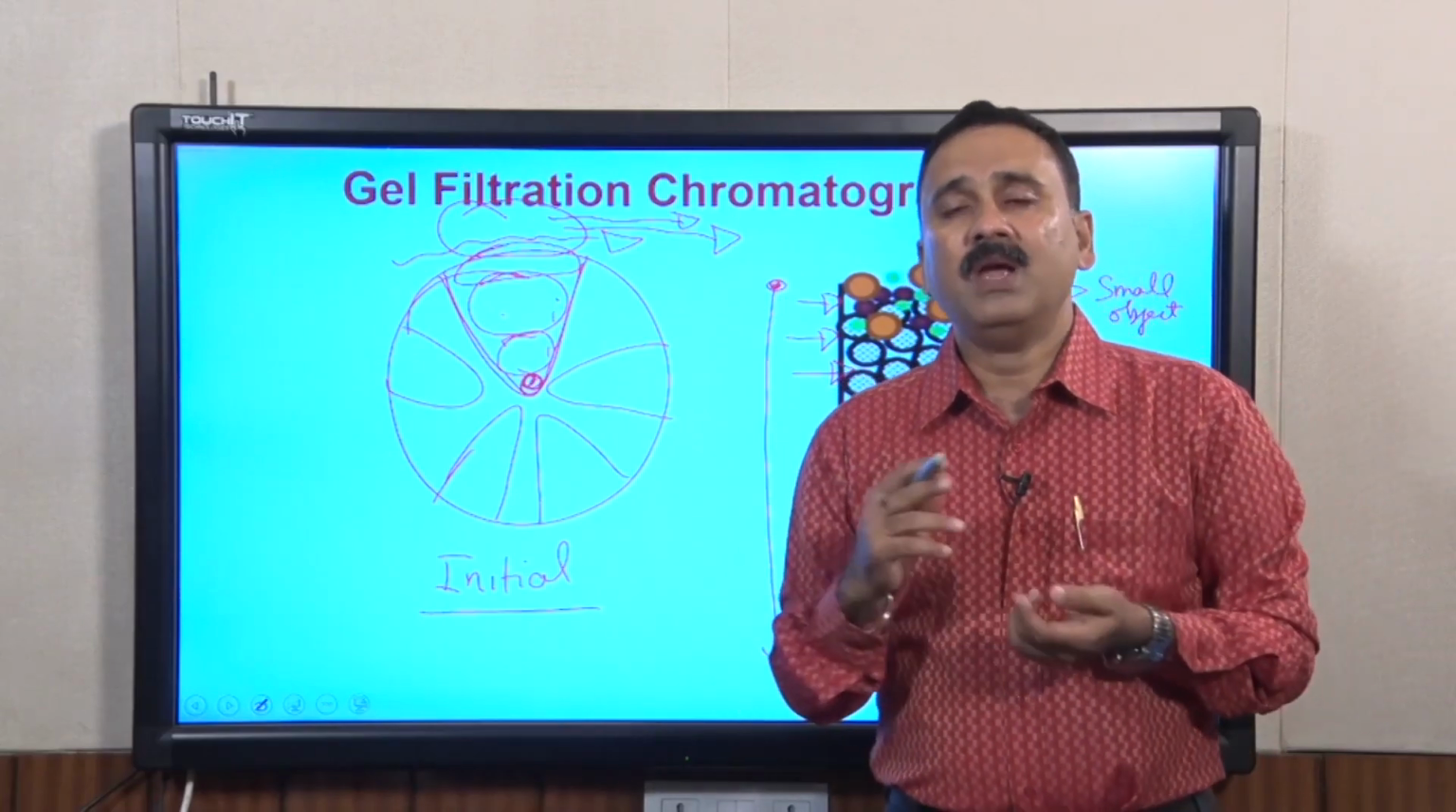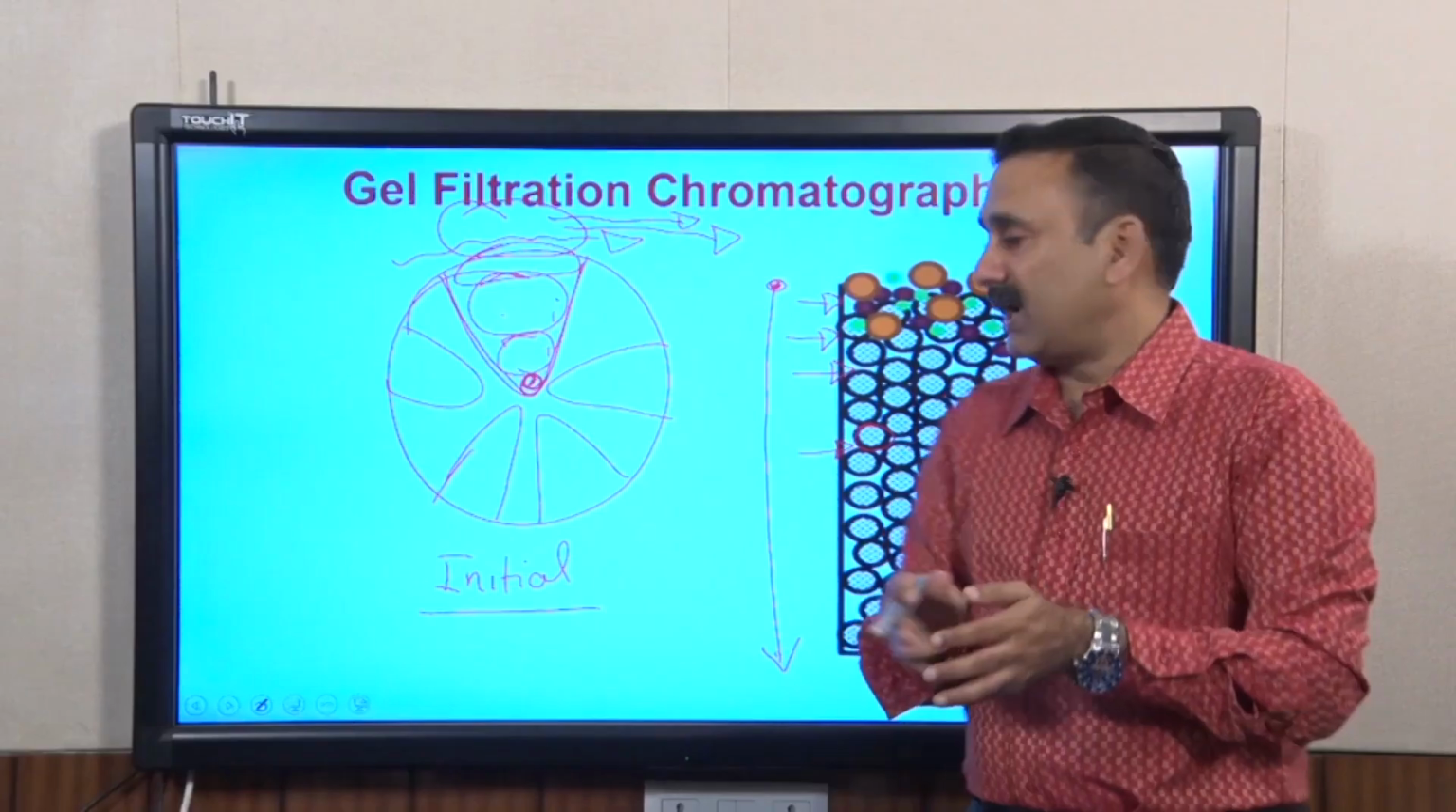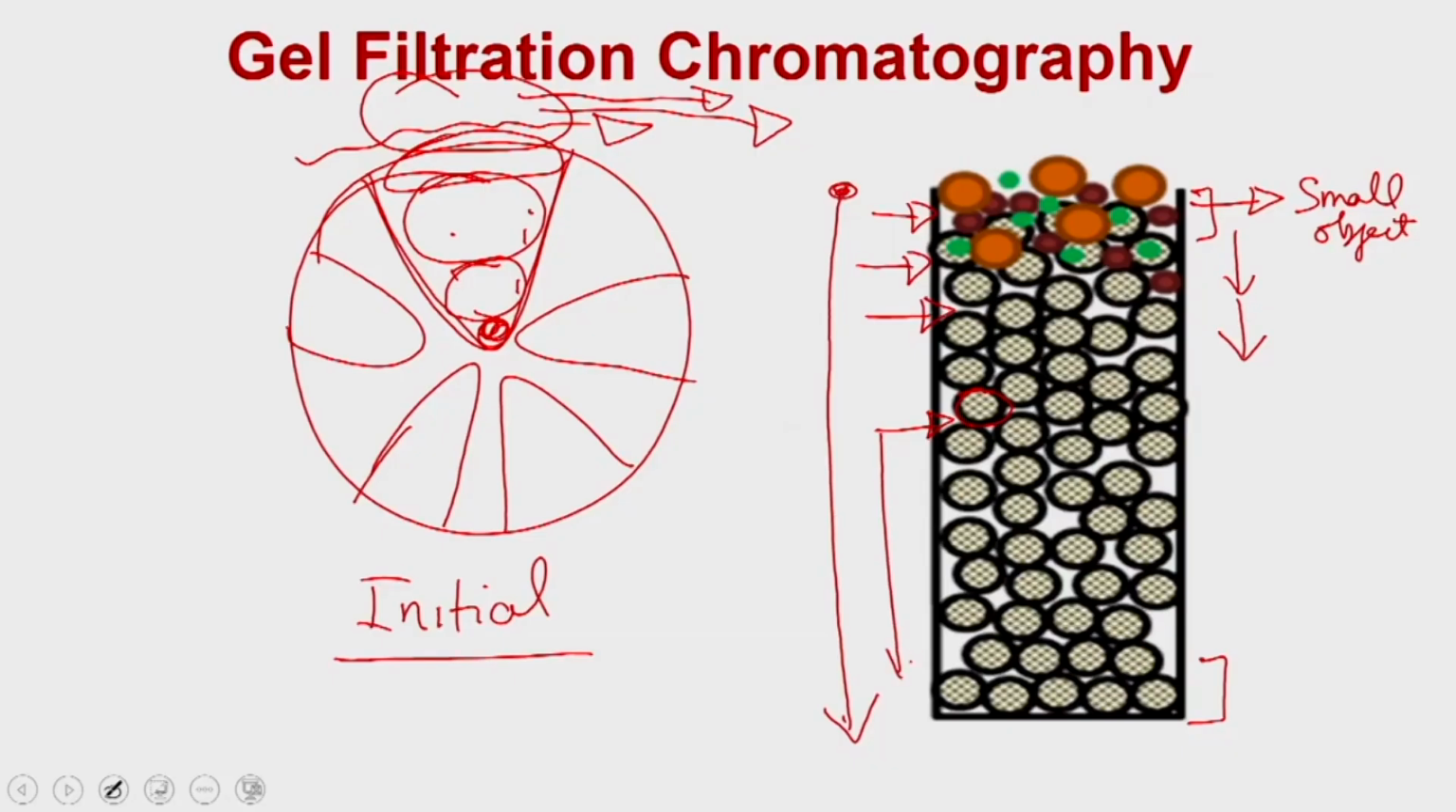or larger volume, whereas the larger molecules which are present within the beads, which are very far away from the smaller object, are going to travel smaller distances. That is why the large molecules come first and the small molecules come later, and the largest molecules, which will not enter into the beads, are probably present somewhere here, and that is why they will come out very early on, and they may come out within the void volume.